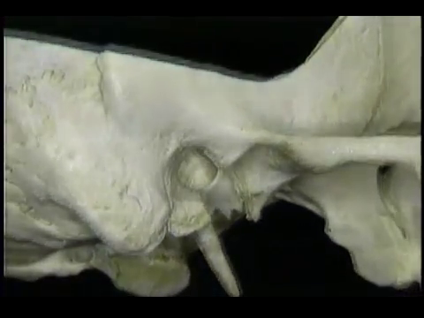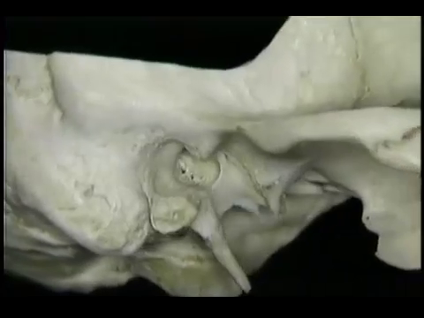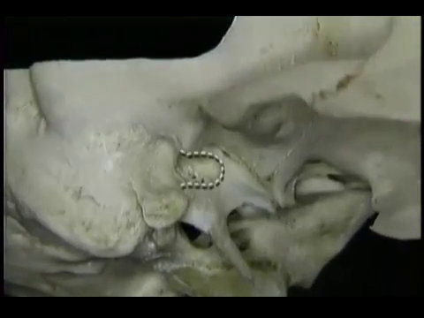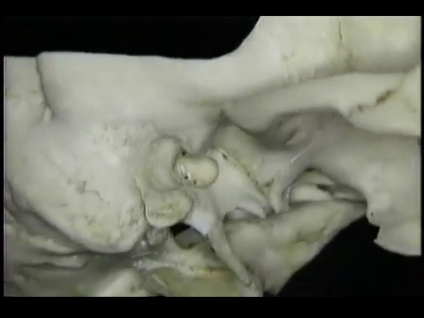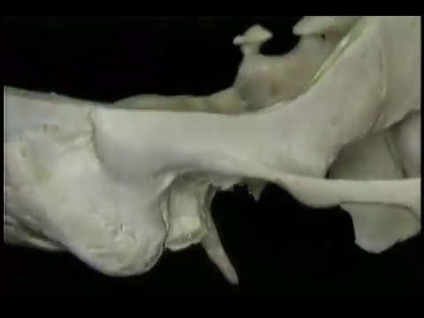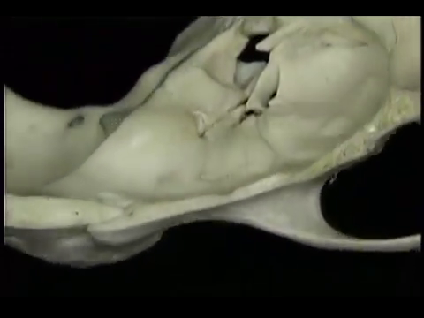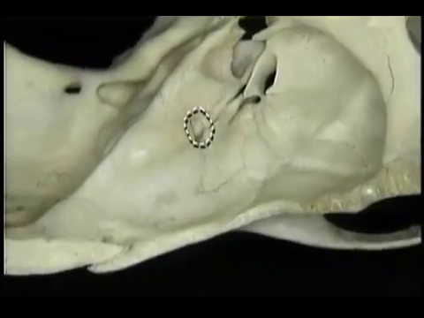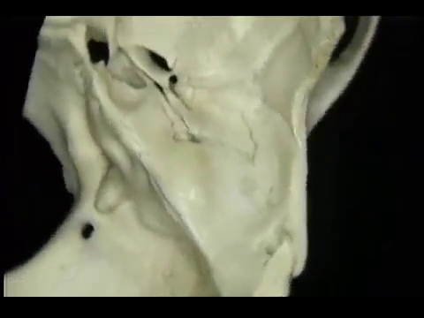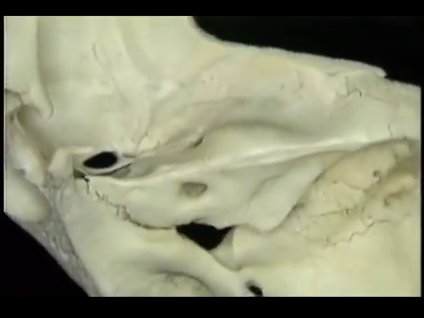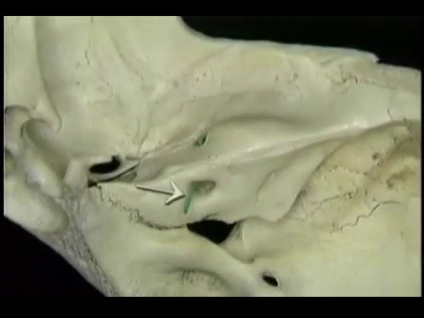To get a view of its course, we've removed the front wall of the external auditory meatus along this line. We've also unroofed a small part of the petrous temporal bone here. To represent the facial nerve, we'll add this green wire to the picture.